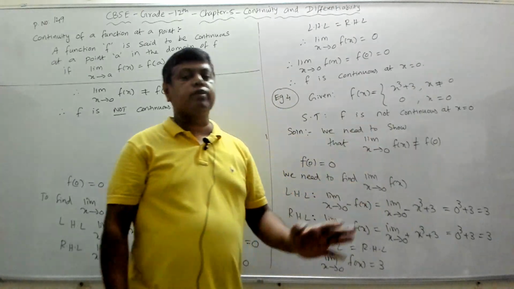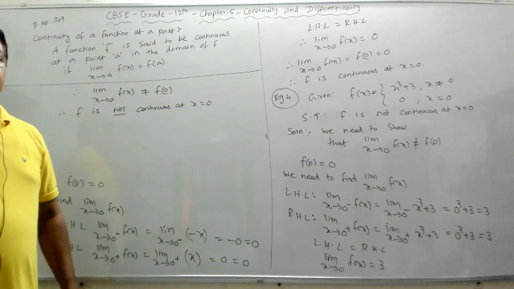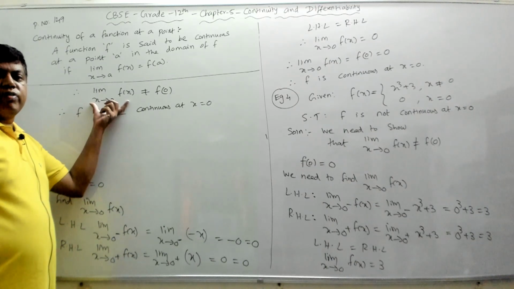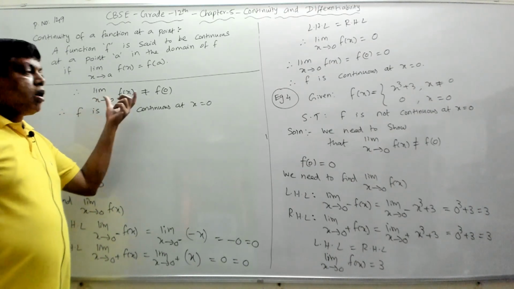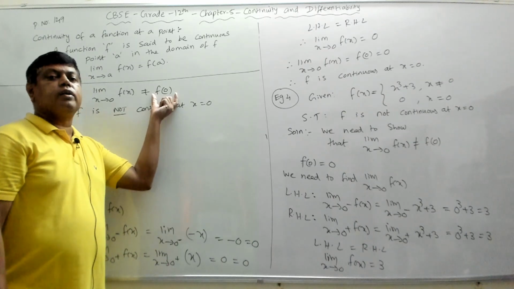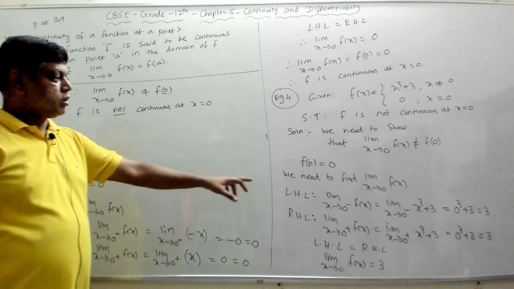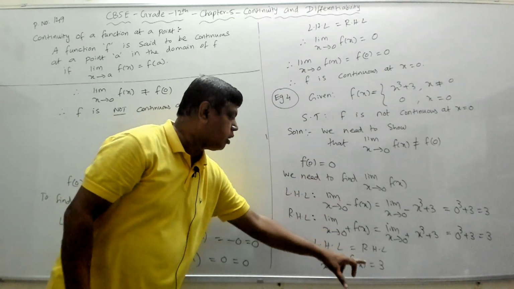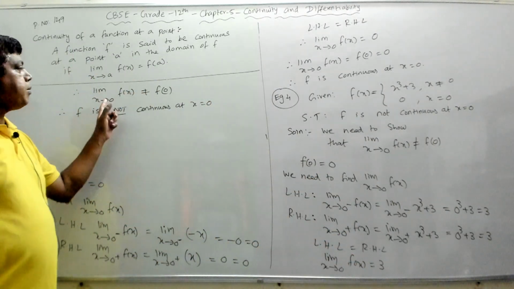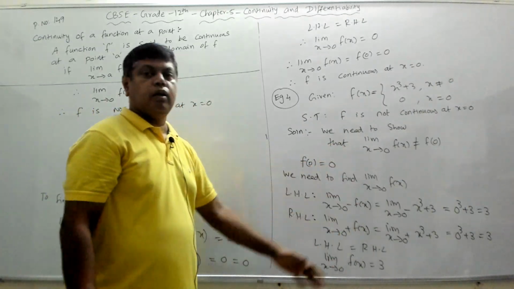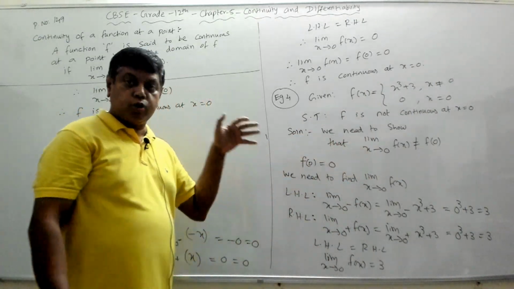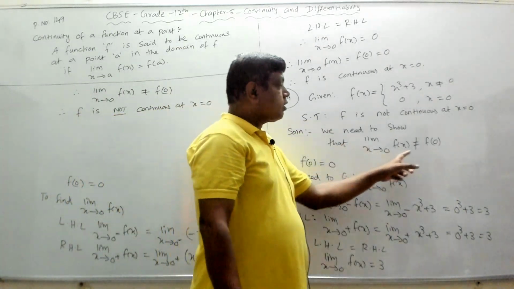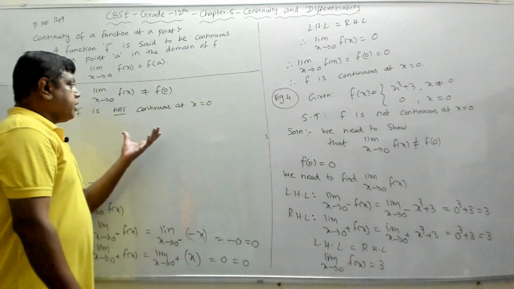So we have proved that f is not continuous at the point x equal to 0 because the limit x goes to 0 f of x, that value is not matching with the value of the function at the point x equal to 0. Because f of 0 is 0, limit x goes to 0, f of x is 3, 0 is not equal to 3, therefore these two are not matching. We have shown that they are not matching because we have to show that it's not continuous. If we have to show that it is continuous, we have to check whether they are equal. So here it is not continuous.